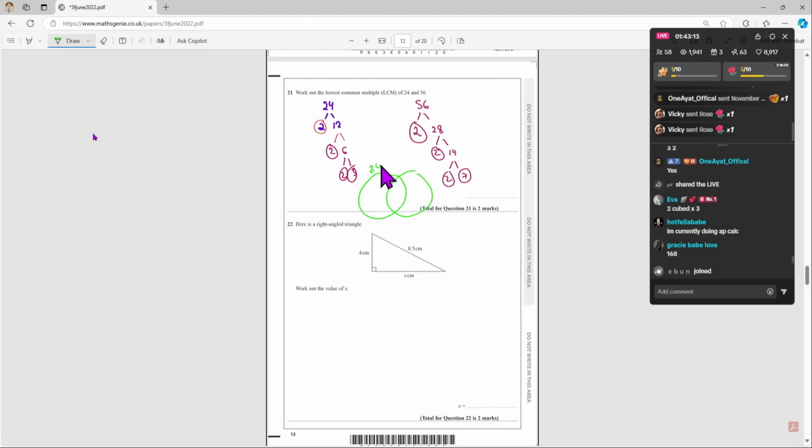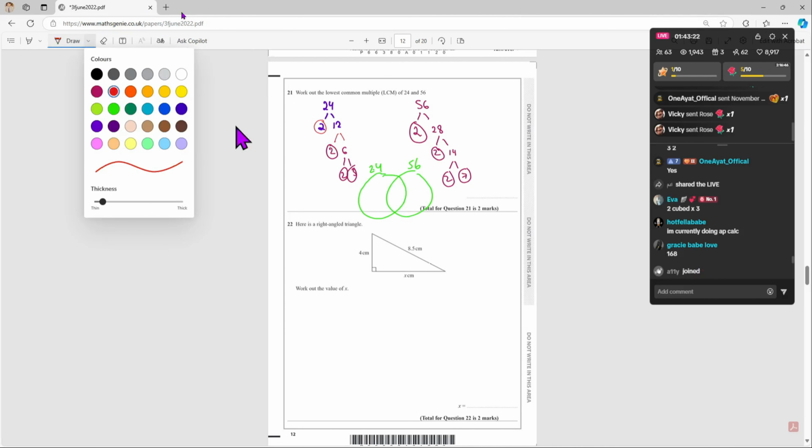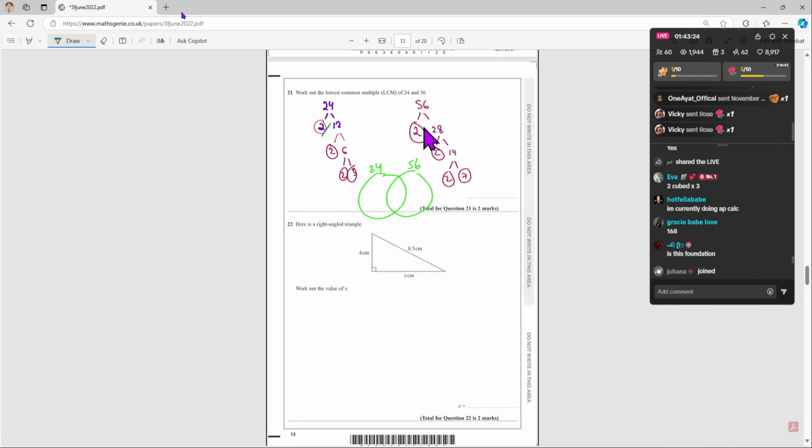Label this first one 24, this one 56, and then we're going to write down in the middle the numbers which are common. As you can see, in each pair we have a 2 and a 2 common. So let's cross these out. You write 2 there. And then we have another 2 and a 2 common. 2 there. And we have a 2 and a 2 common over here. So we have three 2s in the middle, and then nothing else is common. So then we have 3 and 7 over here. Then to work out the LCM, you multiply everything in your Venn diagram, which will give you 168, and that is your lowest common multiple.